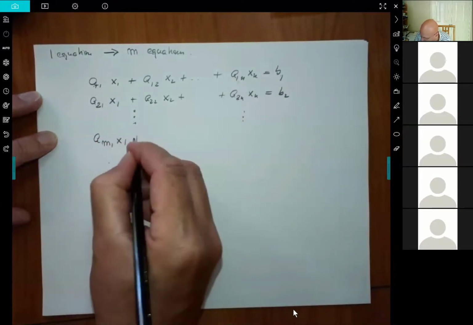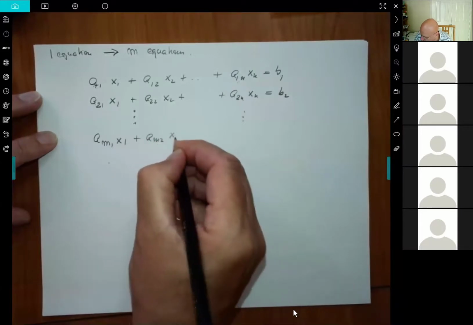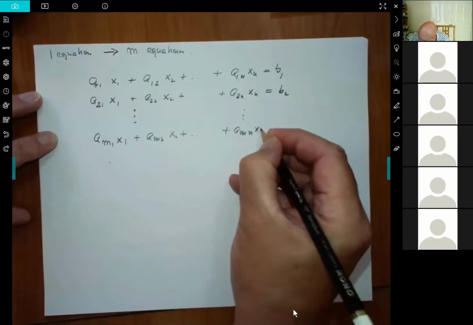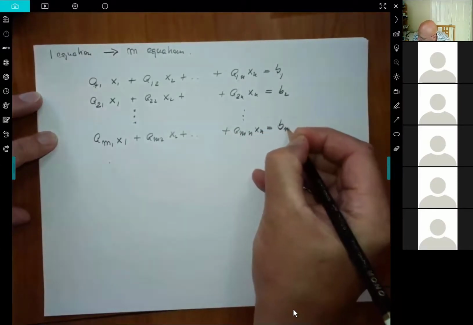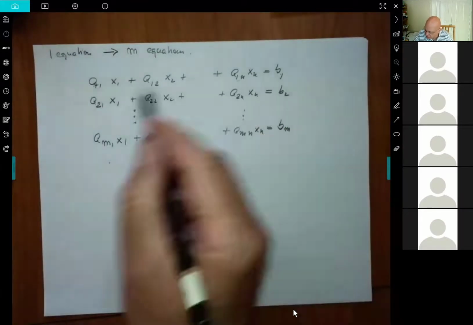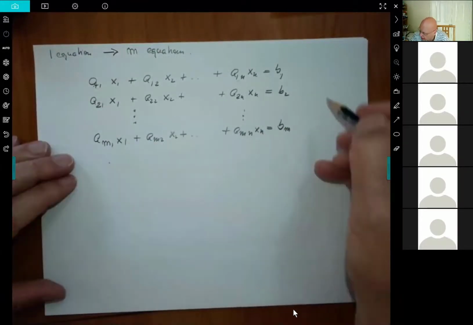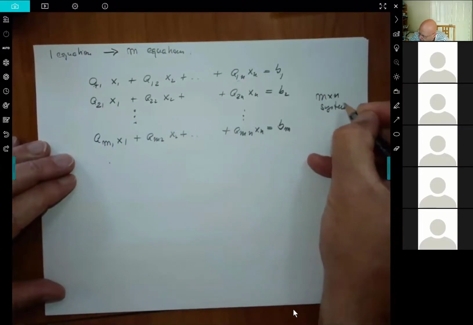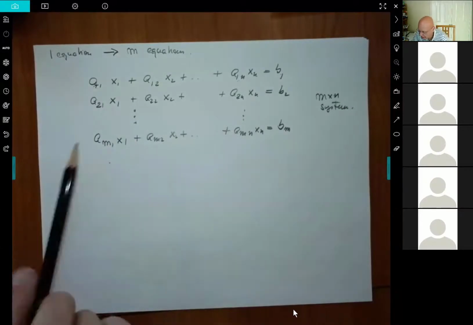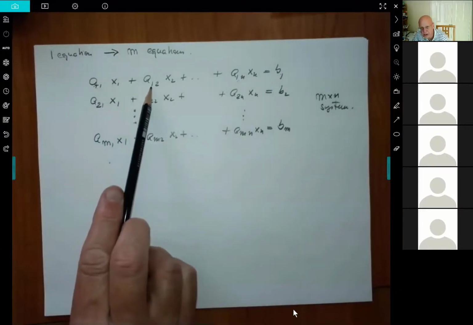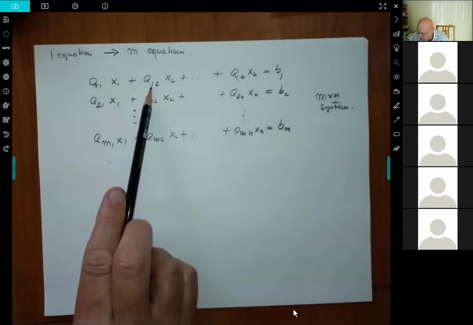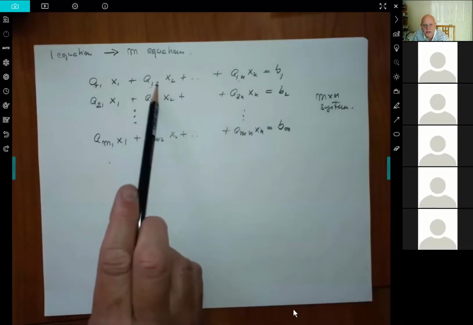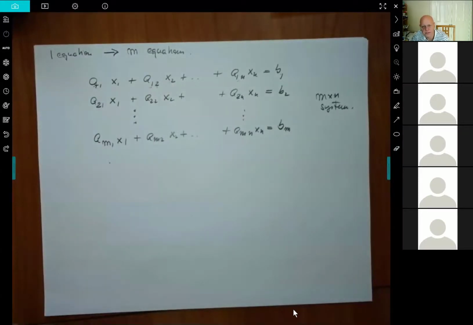am1 x1 plus am2 x2 plus ... plus amn xn is equal to bm. So this is one way of writing an m by n system. And the first index always tells you which is the equation number. The second index tells you to which variable this coefficient belongs.